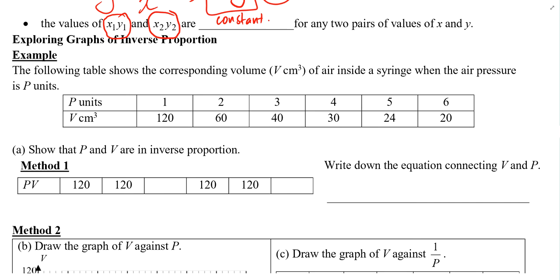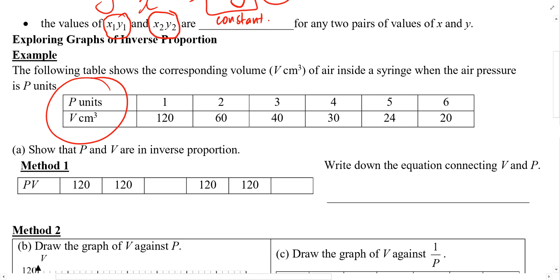Okay, now show that P and V are in inverse proportion. Let us try to understand what this example means first. I've got a volume of air inside a syringe. You know what a syringe is, right? Have you used it in physics or chemistry? Well, okay, then I will need you to imagine.